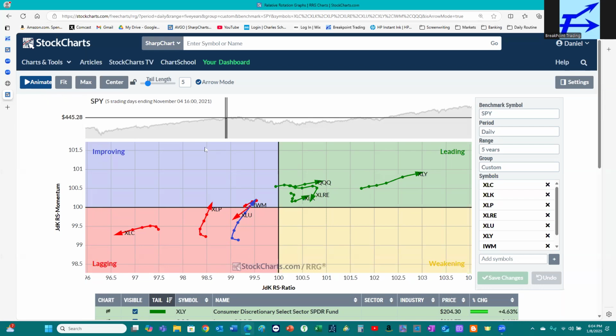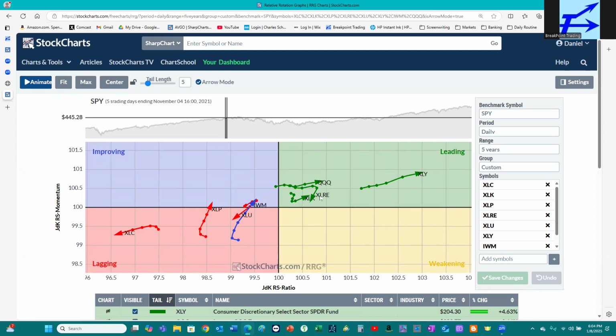Now, for those that remember, in November and December of 2021, we were hitting all-time highs, and everyone thought that the market would never stop going up and would go to the moon. So this is a rotation graph that will show you the aggressive versus the defensive sectors.